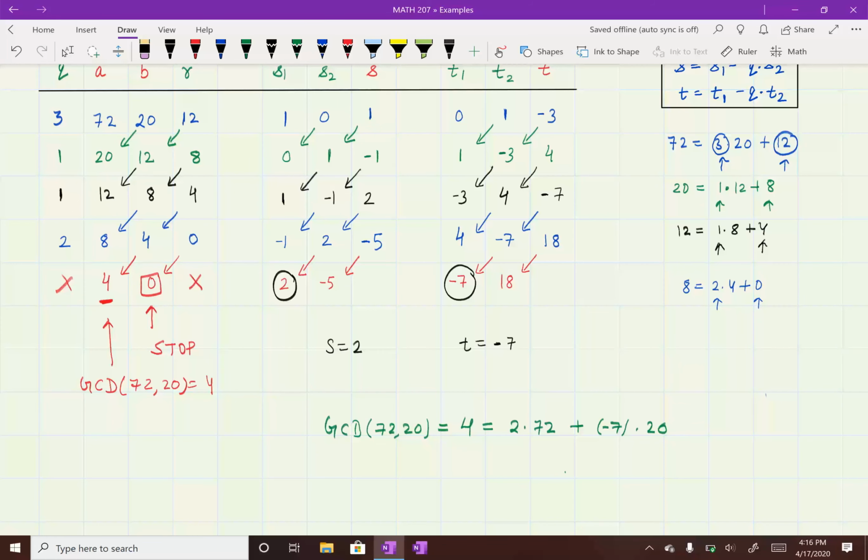So this way we apply our extended Euclidean algorithm, where we can compute the GCD of two positive integers, as well as those two coefficients S and T such that the GCD can be written as a linear combination of these two integers.